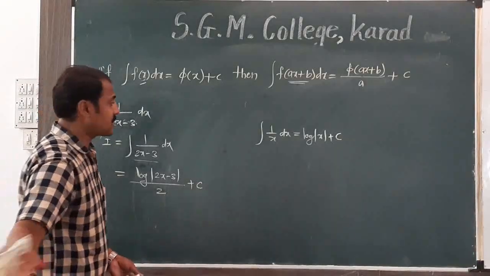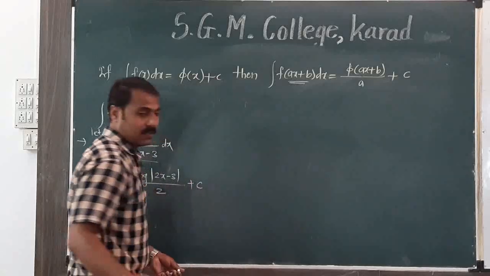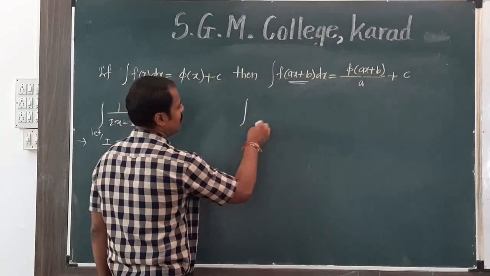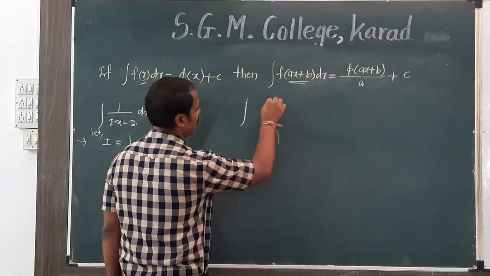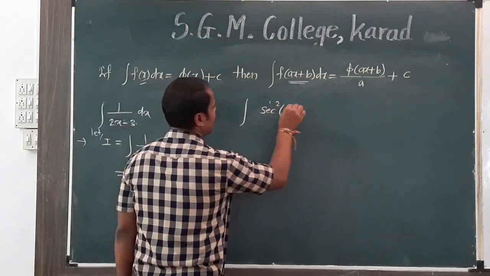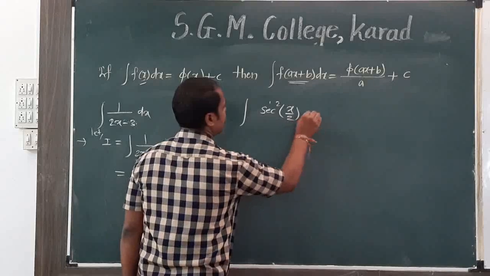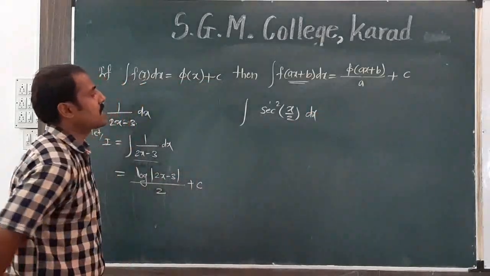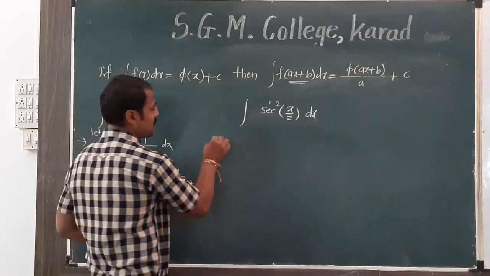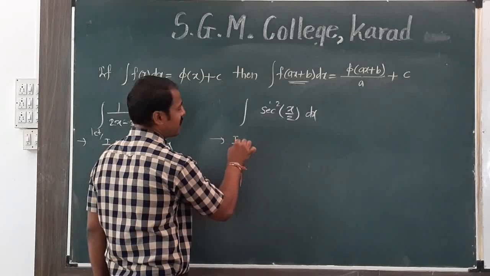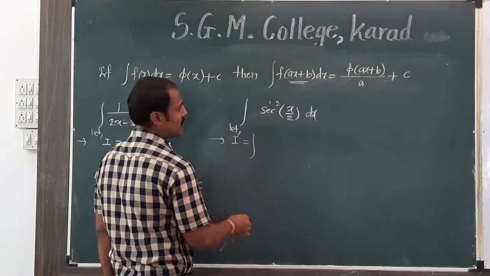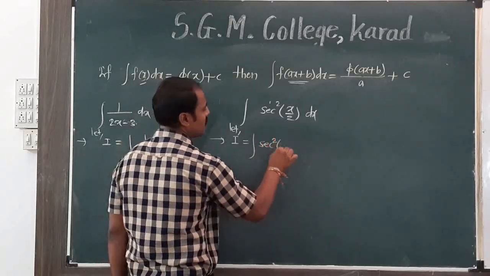Okay, next example. Evaluate integration of sec square of x by 2 dx. Evaluate integration of sec square of x by 2. Remember, these are simple examples on integration. First, denote the given example of integration by I. So, starting with, let I is equal to integration of sec square of x by 2.